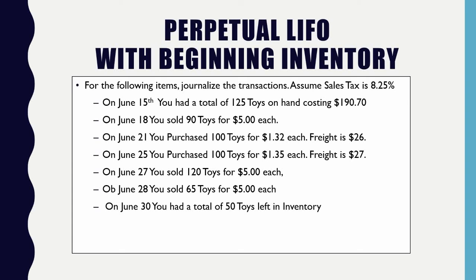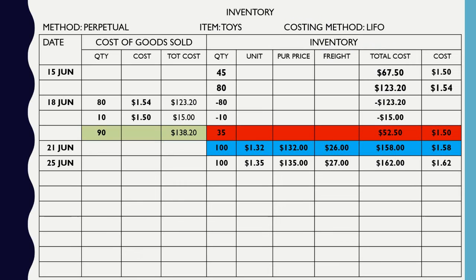And of course, on June 25th, we also end up purchasing another additional 100 toys for $1.35. So there it is. And I'm going to call this my orange batch. Okay? So now I have, once again, 3 batches of inventory. I have 35 from what I began with. Okay? I just purchased another 100 for blue at $1.58, and I just made another recent purchase right here for another 100 for $1.62.